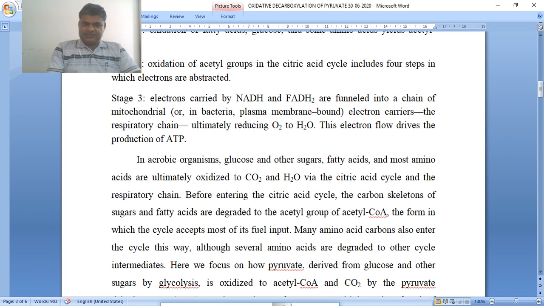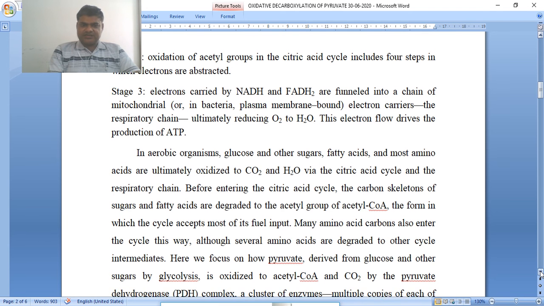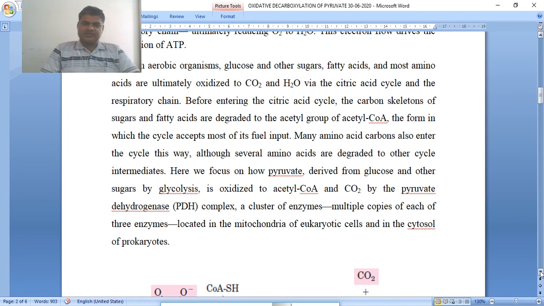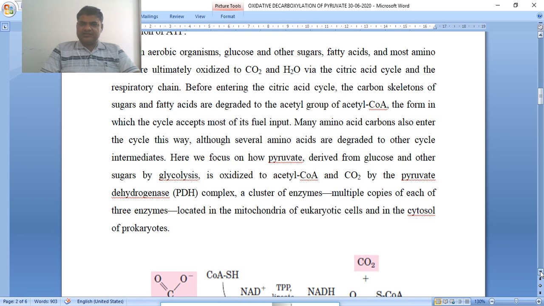In aerobic organisms, glucose and other sugars, fatty acids, and most amino acids are ultimately oxidized to carbon dioxide and H2O via the citric acid cycle and the respiratory chain. Before entering the citric acid cycle, the carbon skeletons of sugars and fatty acids are degraded to the acetyl group of acetyl coenzyme A, the form in which the cycle accepts most of its fuel inputs. Many amino acid carbons also enter the cycle this way.